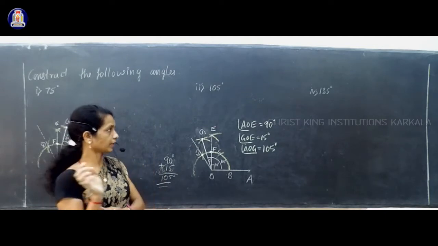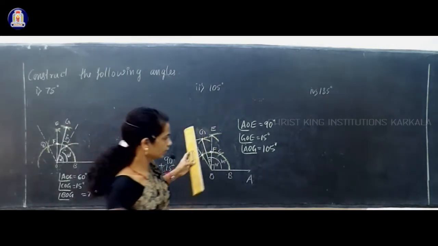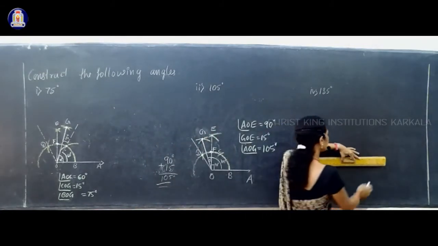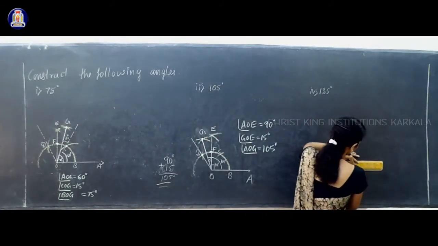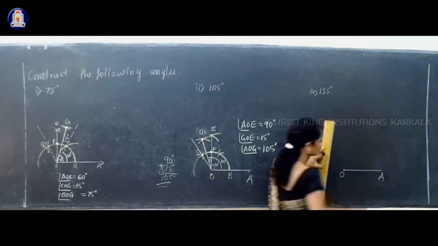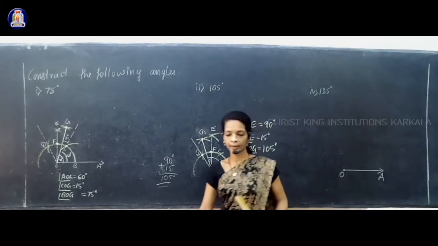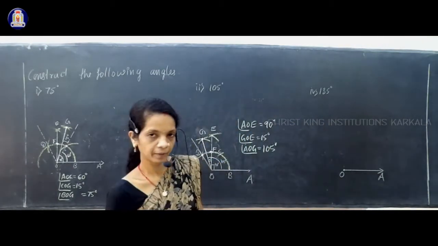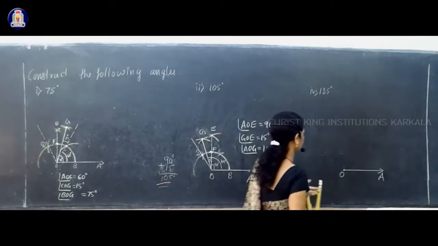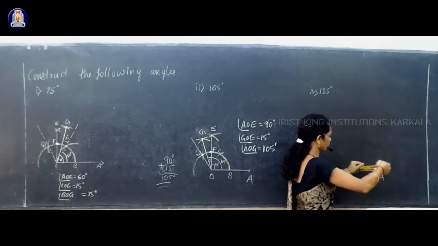Next, 135 degree. How to construct a 135 degree? So now the starting procedure is the same. Draw the initial ray, take that as OA, and take the initial point as O. Okay. Now draw a semicircle by keeping the compass at O, starting from OA.